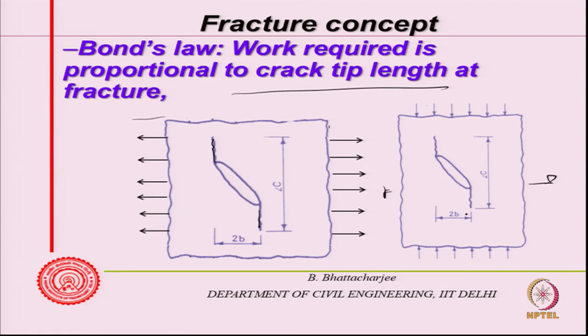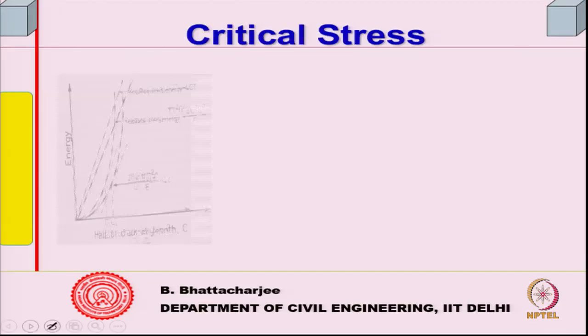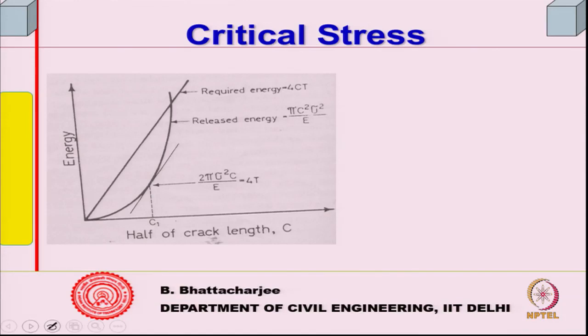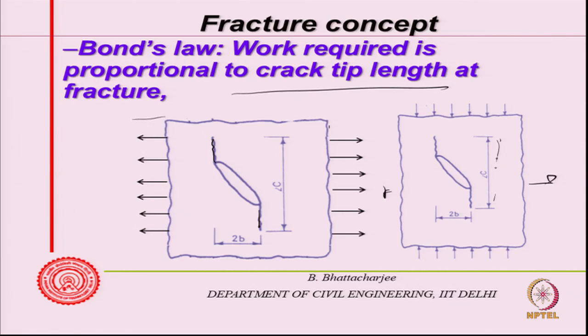So, that is why this is important to understand. If you recollect critical stress, you can find out critical stress, which was the strain energy released. From theory of elasticity, one can know it equals pi. If this was 2c, the existing crack length is 2c. This was a hole, the crack fracture progressed and went to 2c.